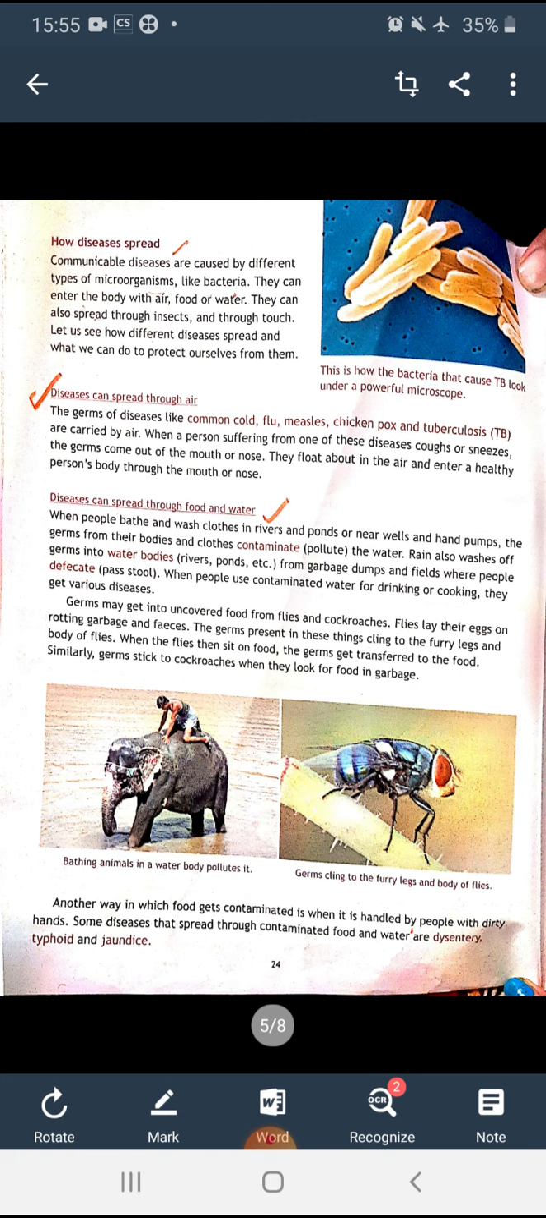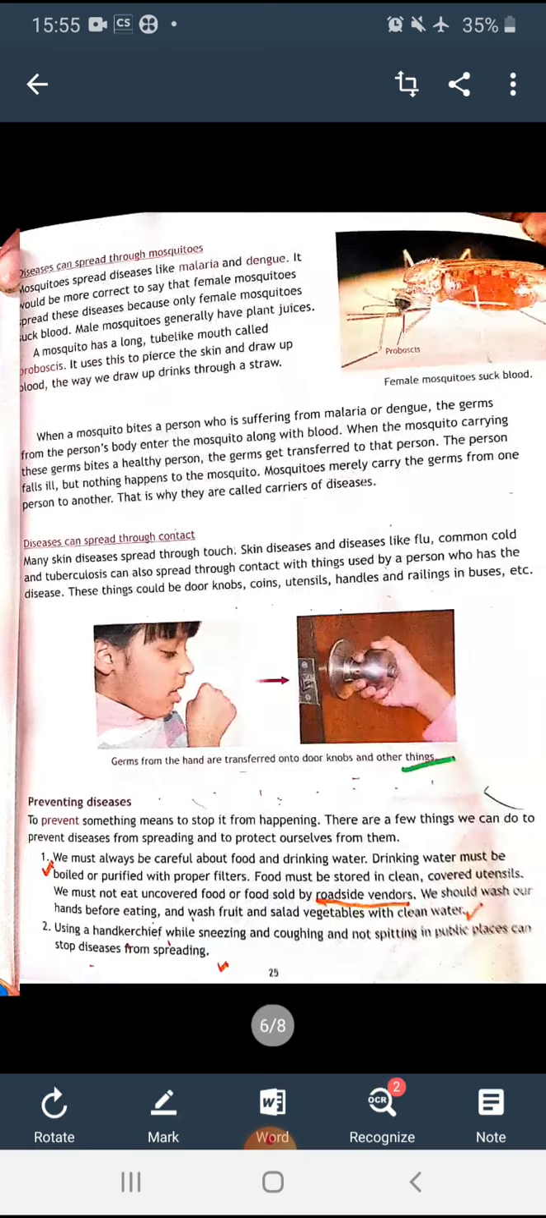In the same way, diseases can spread through food and water. All of you know that through food and water diseases can spread. Suppose people bathe and wash clothes in rivers and ponds, the germs from their bodies and clothes pollute the water. Right? Rain also washes germs into water bodies. When people use that polluted water for drinking or cooking, they get various diseases.